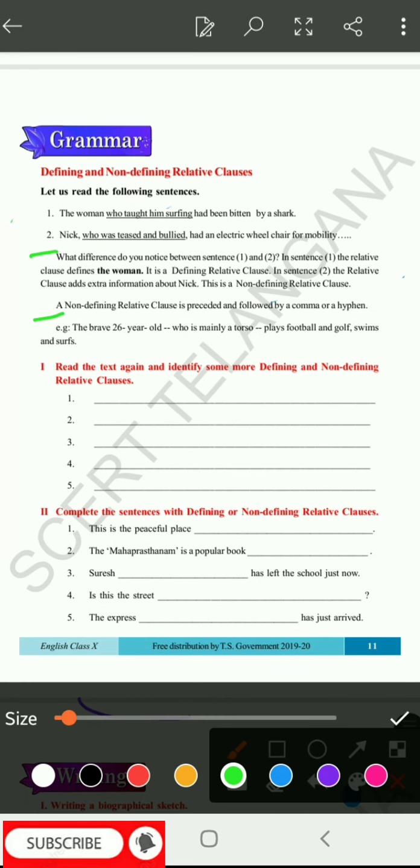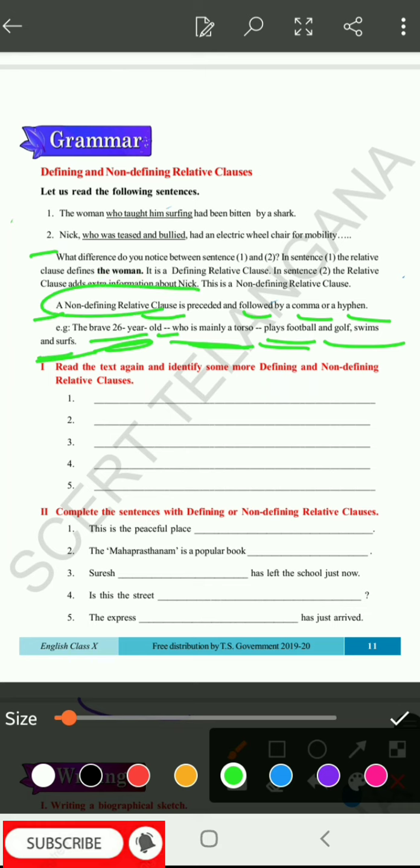Here we can see that a non-defining relative clause is preceded and followed by a comma or a hyphen. Example: the brave 26-year-old - who is mainly a torso - plays football and golf, swims and surfs. So we can see that after the brave 26-year-old we have a hyphen. What does the brave 26-year-old do? He plays torso, and then again we have a hyphen: plays football and golf, swims and surfs.